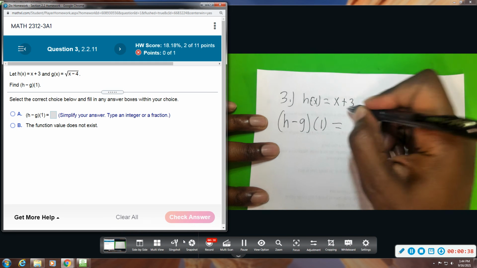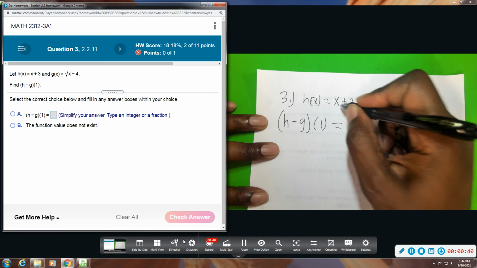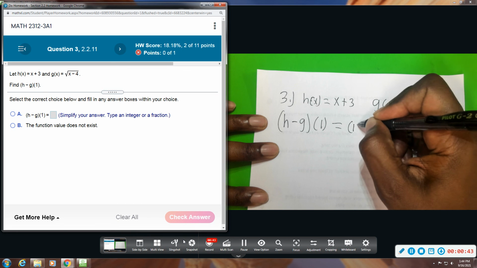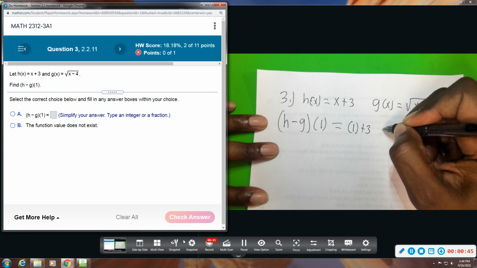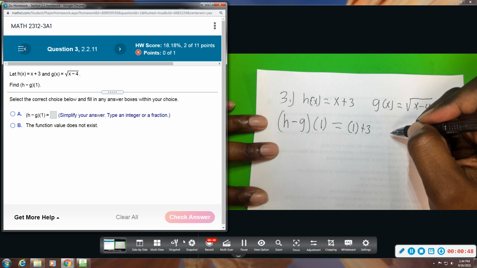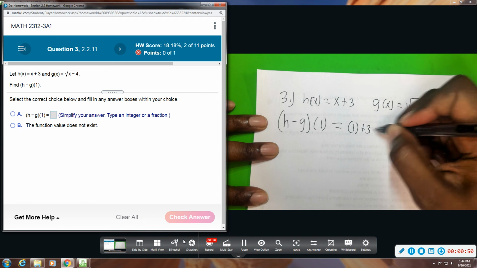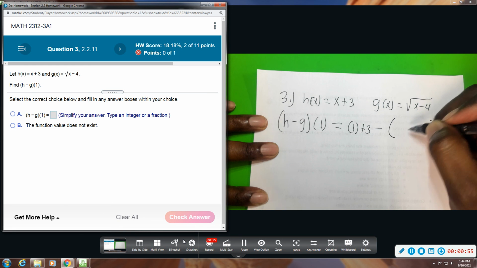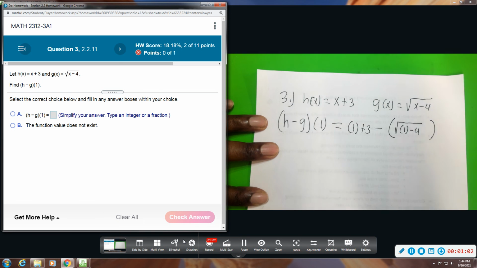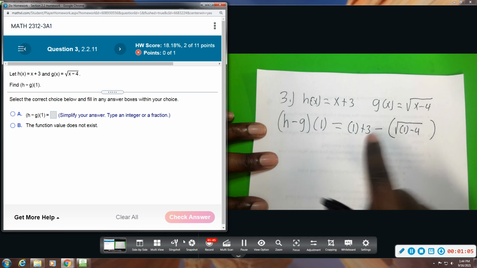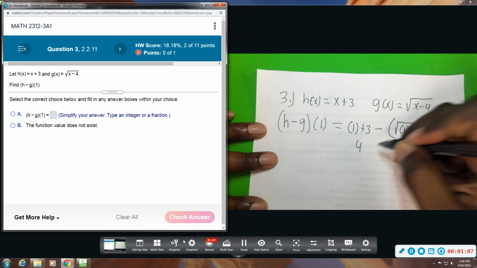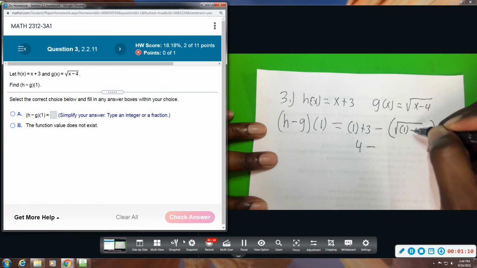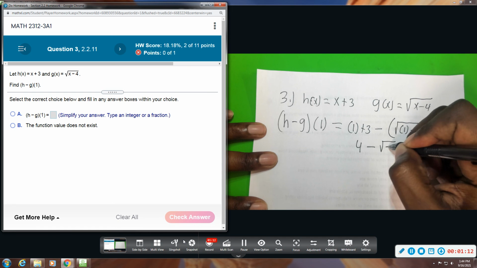So I'm going to be taking both of these equations and plugging in 1 for x. So here I will do 1 for x plus 3. And then we are subtracting. So minus, and whenever you do subtraction, put the whole thing in parentheses so you don't miss any steps. And then we do the square root of parentheses 1 minus 4. So when we do this, 1 plus 3, that will give us 4 minus, and then we can just evaluate here, the square root of negative 3.